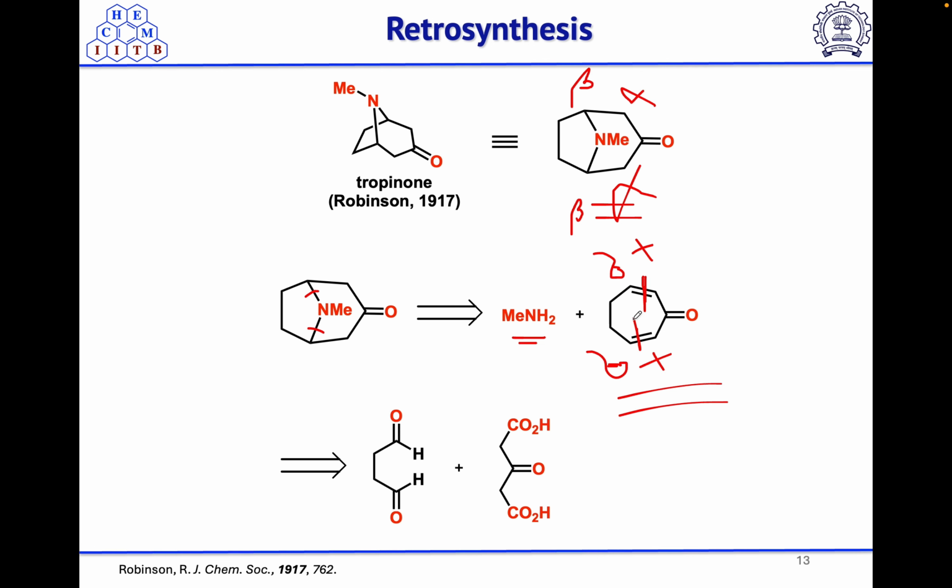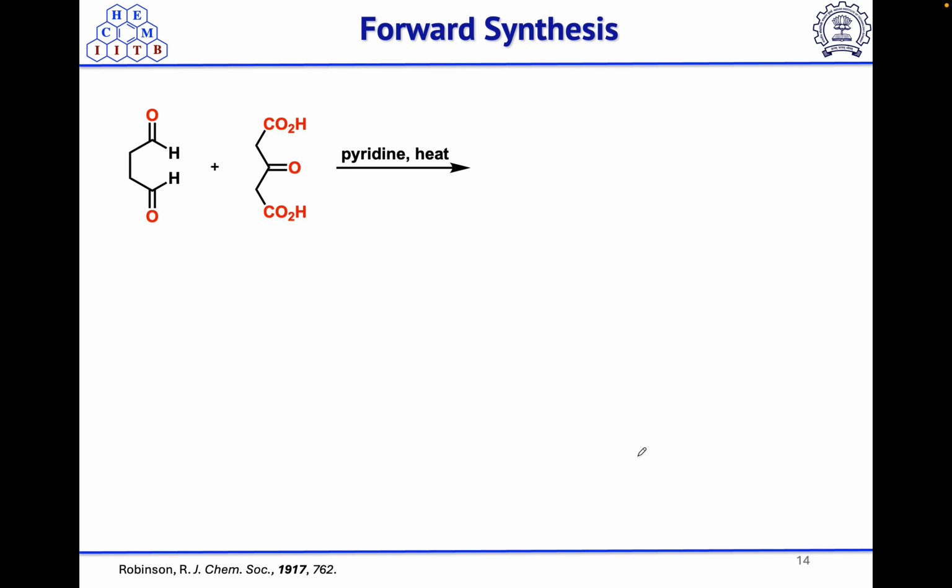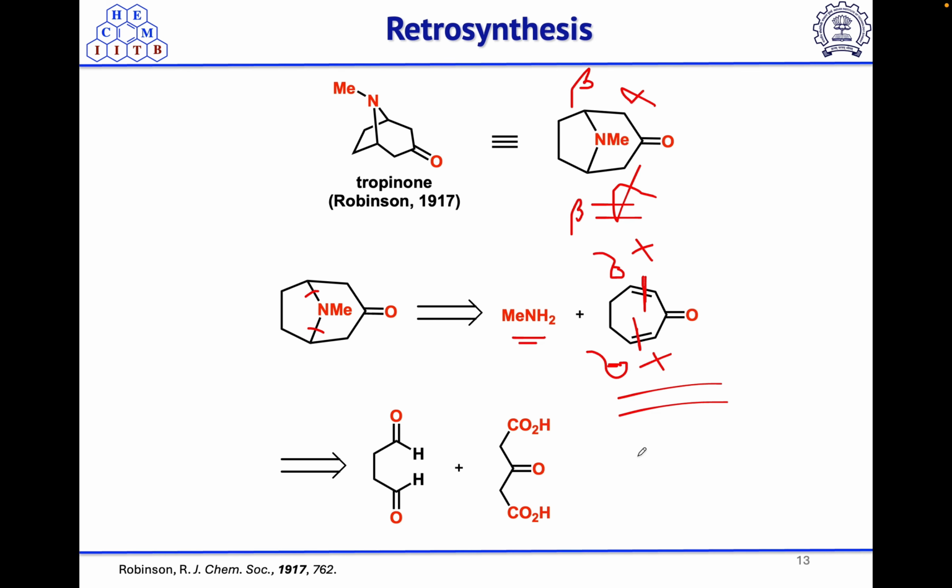But here we will do some other reaction, a similar type of reaction, but the name is different, because the substrate is different. Here we can take this dialdehyde and this beta keto dicarboxylic acid, and we can do the same kind of condensation reaction. It is an aldol-type condensation, but not the aldol condensation itself, and we'll get our desired alpha beta unsaturated ketone compound.